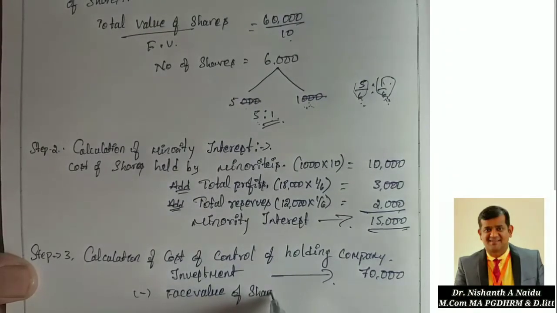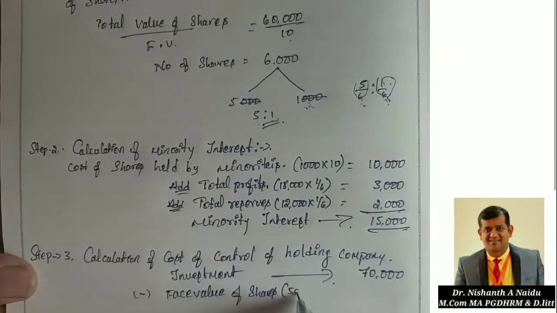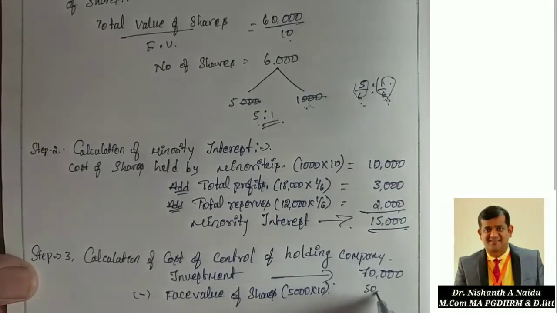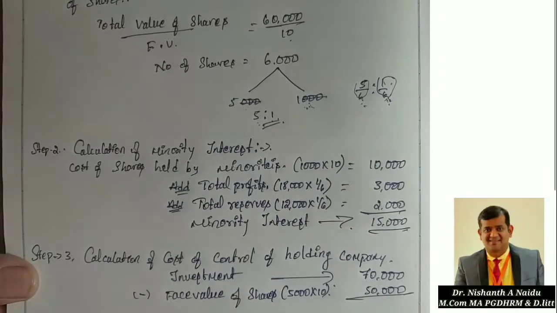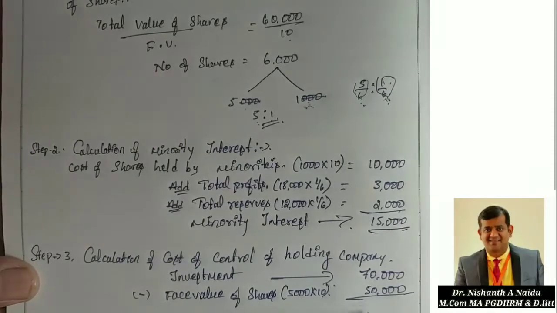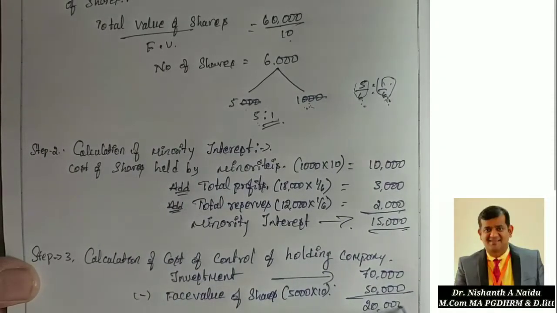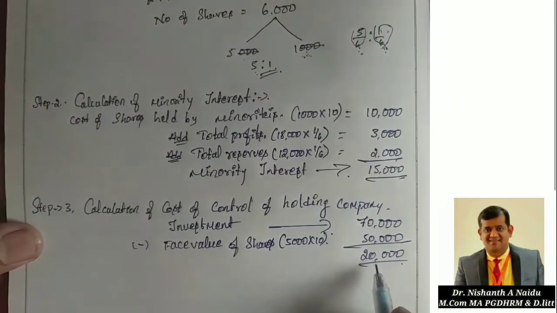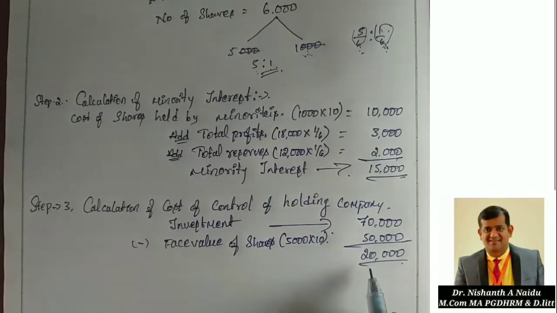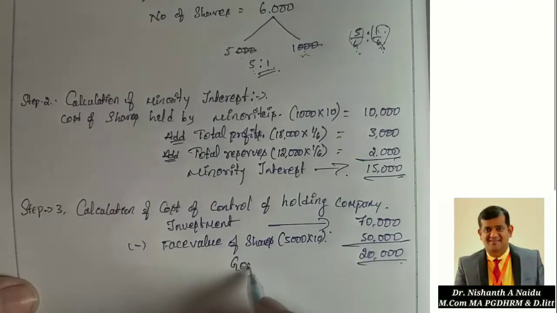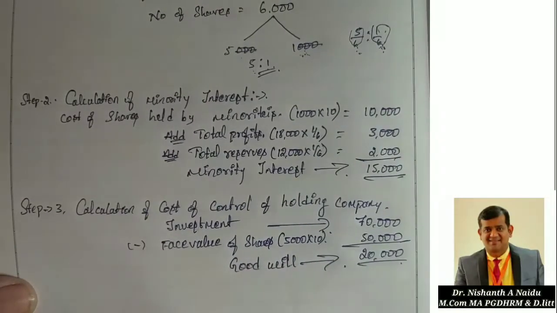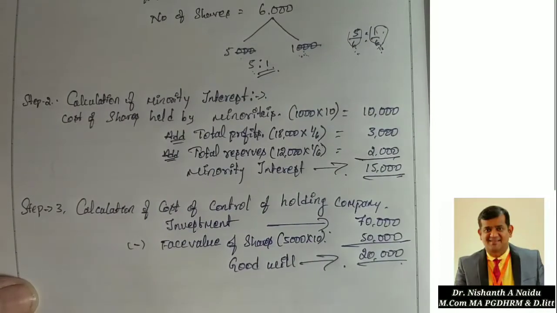Face value of shares is 5,000 into 10, so that comes to 50,000. So deduct it. How much will you get? 20,000. So this is the extra money paid. This amount which is paid extra is always considered as paid towards goodwill of the company. So I'm considering it as goodwill.